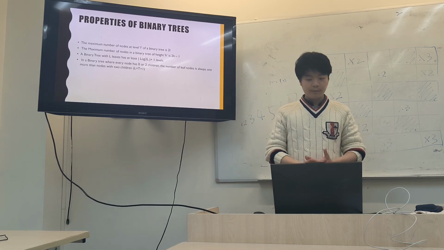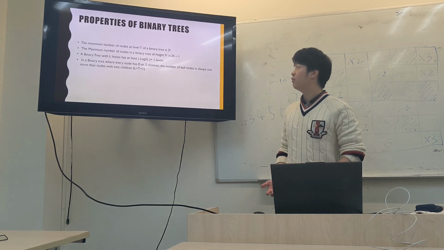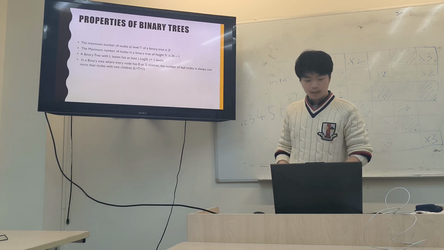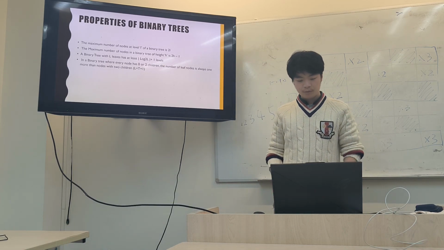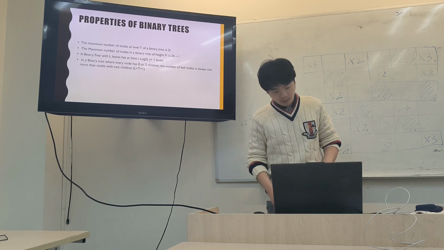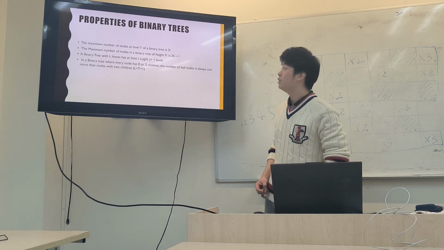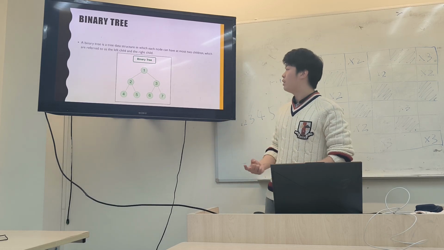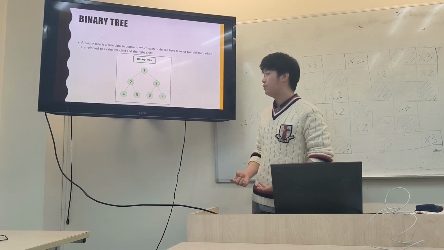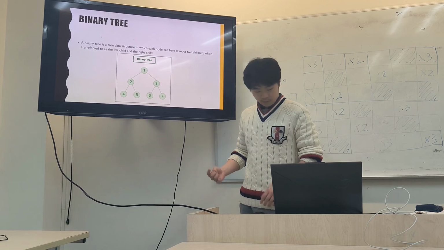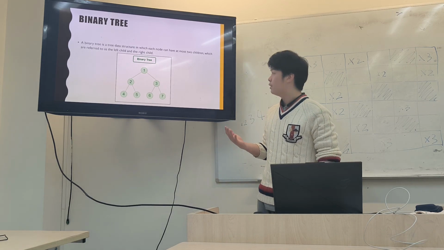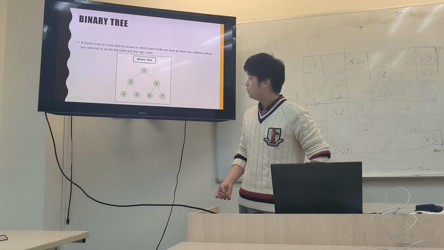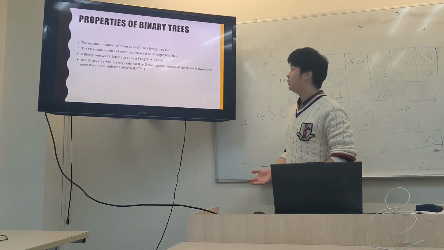So we will talk about some special properties of binary trees. First, the maximum number of nodes at level L of a binary tree is 2^L. Because one node can only have 2 children, at each level it can only have at most 2^L nodes. Okay, that is very easy to understand.